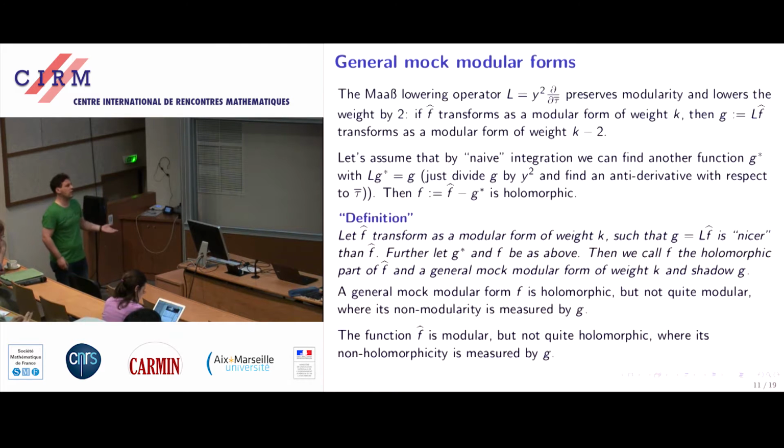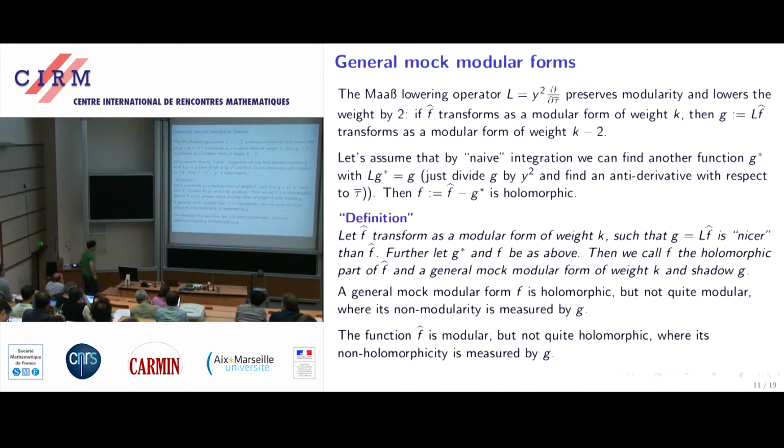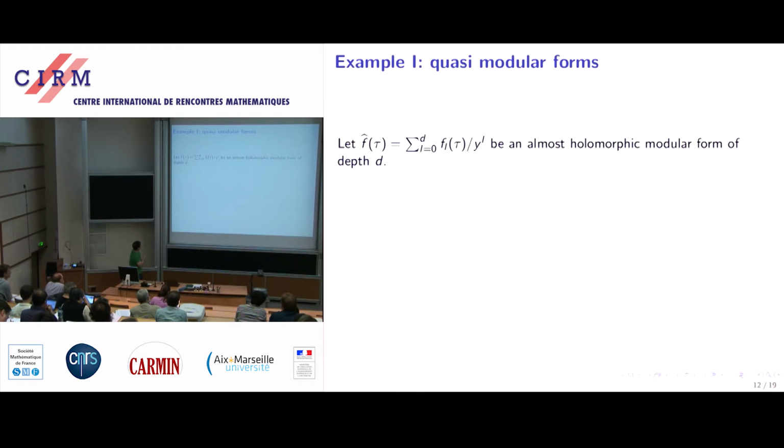Or the other way around, you could consider f hat. That is also nice. It's modular, but it's not quite holomorphic. Well, what is the obstruction to holomorphicity? Again, that's g or g star. Okay, so it's two sides of the same coin. You can always decide, do I want to consider f, do I want to consider f hat? And they both have nice things, and they both have something which is not so nice. Okay, so let's look at some examples here and try to see how that fits in.